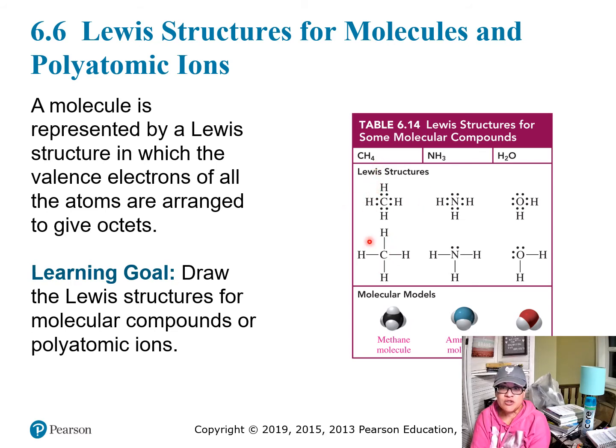We use Lewis structures to draw them to see what they look like, so we can look at how they bond with other things. Methane is the simplest carbon molecule. Its formula is CH4, so that's methane there. This is water over here, and then this is ammonia. So those are what some different Lewis structures look like.